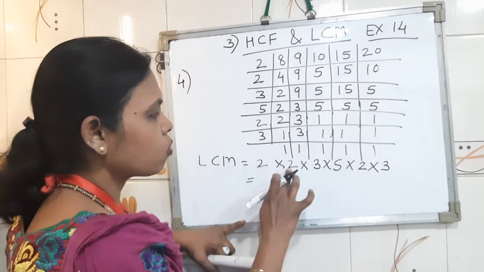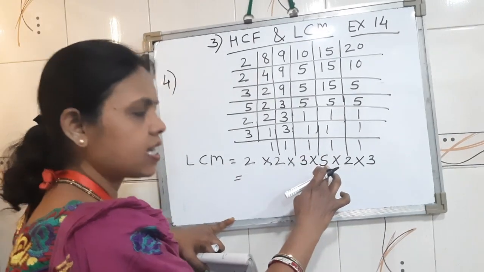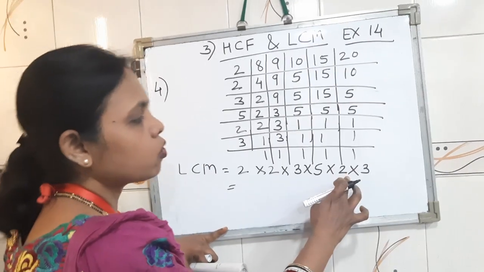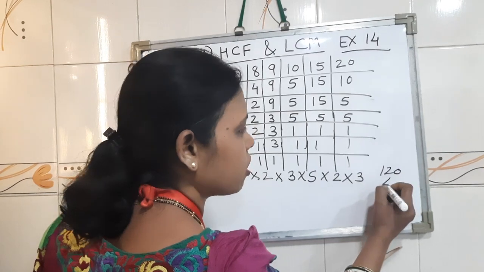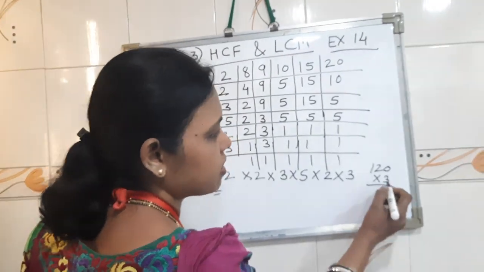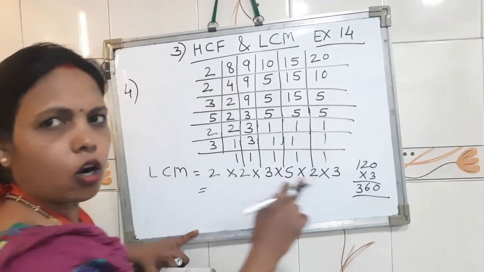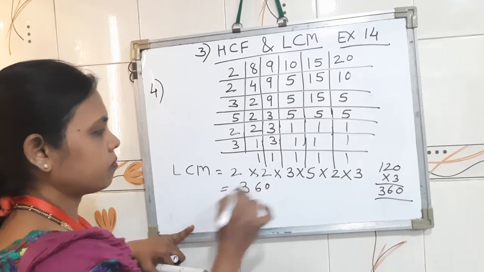Next one, 2 2s are 4, 4 3s are 12. 12 into 5, 60. 60 into 2, 120. 120 into 3 we will do. 3 0s are 0. 3 2s are 6. 3 1s are 3. We got the product of all these factors: 360.